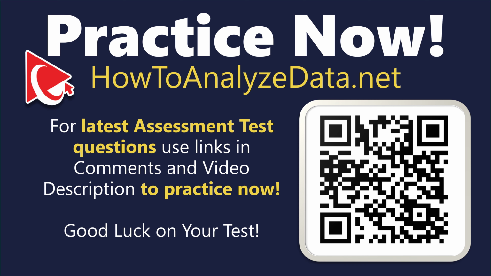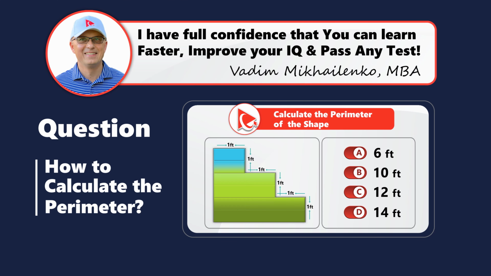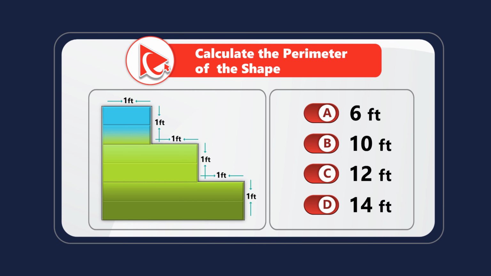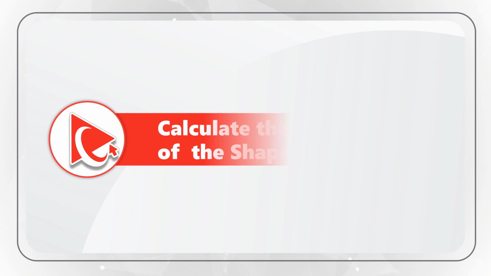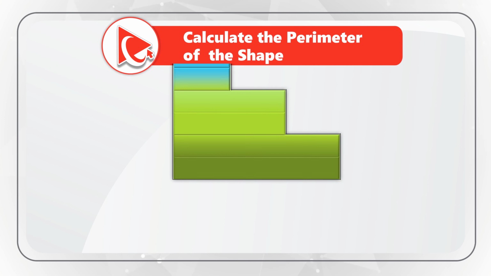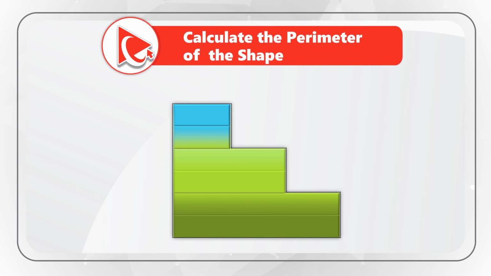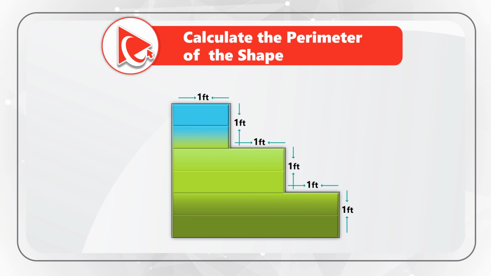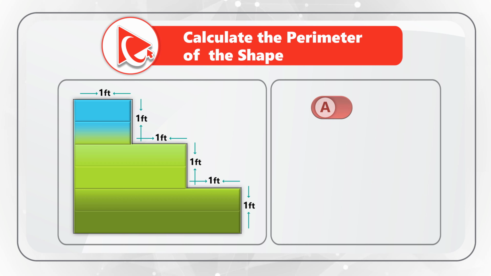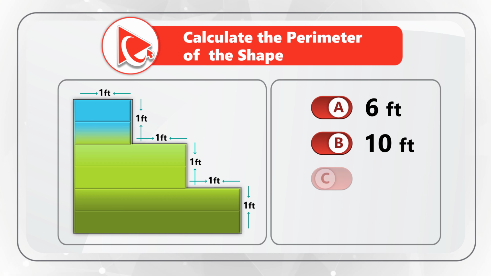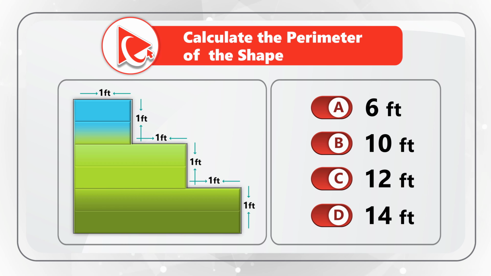I love this question because it tests your spatial reasoning, and if you try to solve it on your own, it boosts your IQ and intelligence. You're presented with an unusual-looking shape, which has some measurements, and you need to calculate the perimeter of the given shape and select it out of 4 possible choices. Choice A, 6 feet. Choice B, 10 feet. Choice C, 12 feet. And last but not least, choice D, 14 feet.